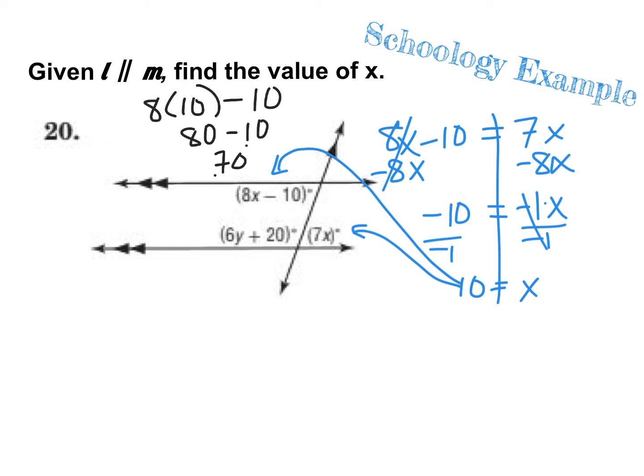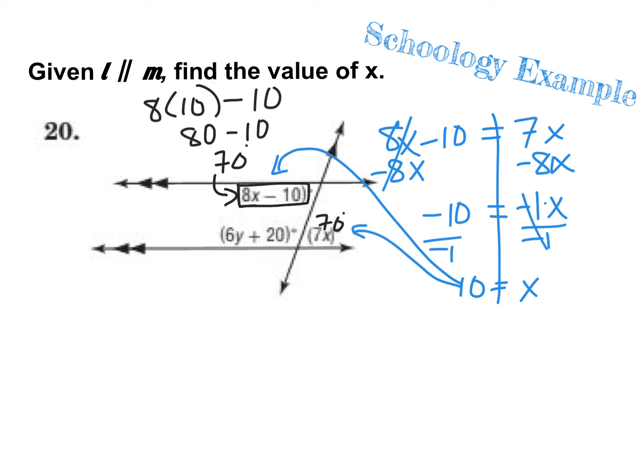So this angle right here is 70 degrees. Now, if you plug it in over here, what's 7 times x? 7 times 10 is also 70. And it should work out, right? We just said that these two angles were the same. And we did. We got 70 here, 70 here.